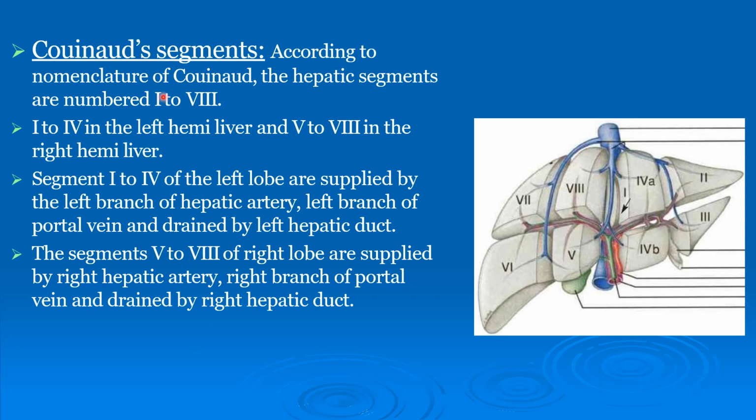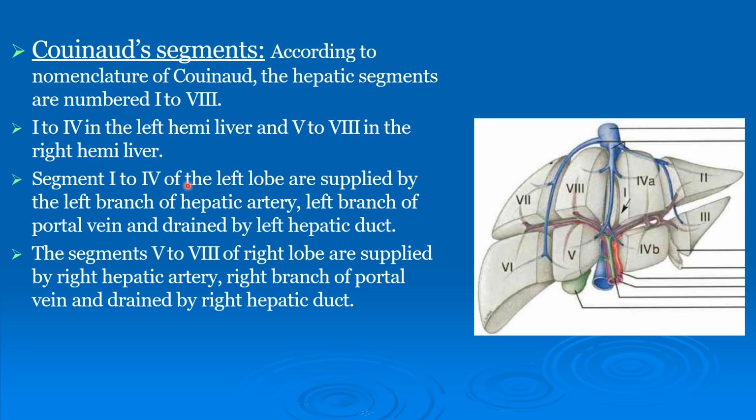Coming to Couinaud's naming. According to the nomenclature of Couinaud, the hepatic segments are numbered 1 to 8, Roman numerals 1 to 8. 1 to 4 are seen in the left hemisphere or left lobe, and 5 to 8 are seen in the right hemisphere or right lobe.